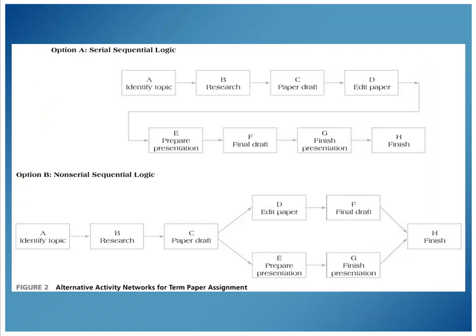A project can be seen as a series of steps. One way of just looking at it is we do them all in order, and here we see, this is from our book, writing a research paper. Identifying a topic is considered to be step A in our project, and then researching the topic, drafting the paper, editing the paper. You have to give a presentation for this research paper, so that's E, and F is the final draft of the paper, and G is finishing up the presentation, and then you're done.